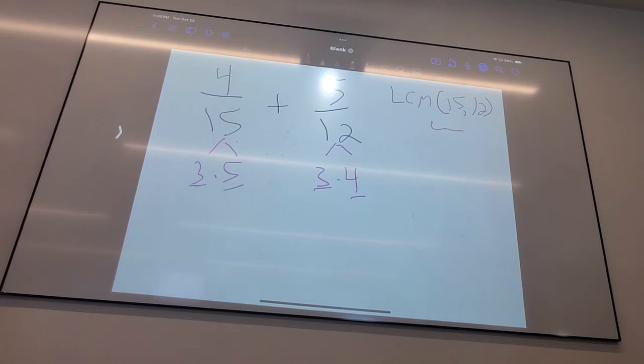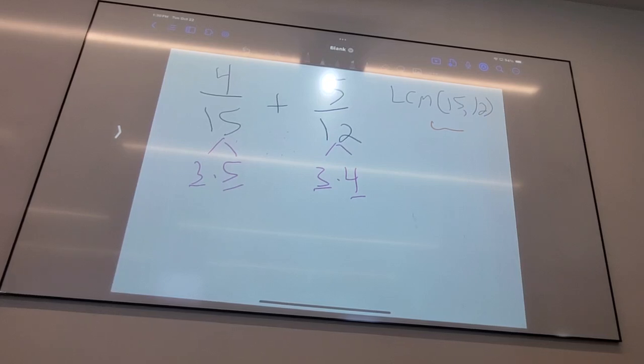So what is this first one missing that the second one has? 4. So multiply top and bottom by 4. And what the second one is missing that the first one has is 5. Multiply top and bottom by 5. So what's the bottom now?